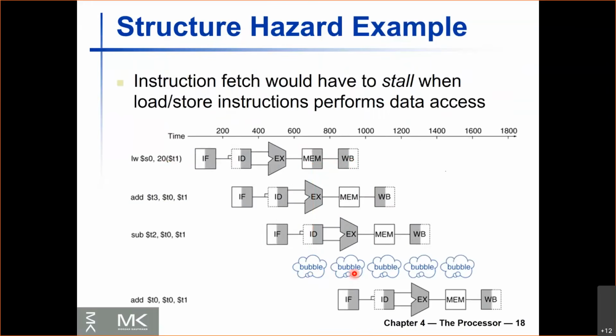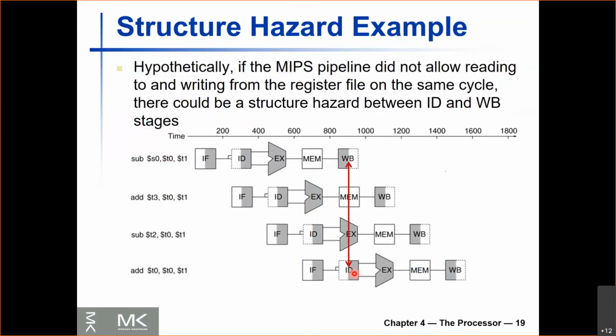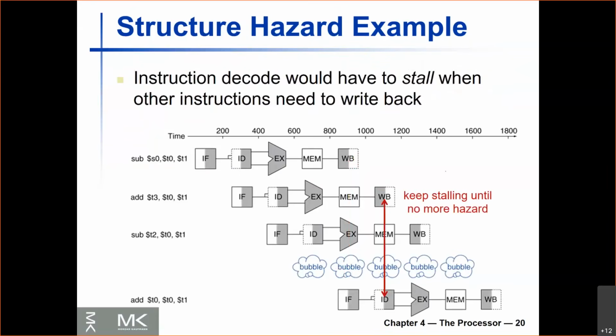Similarly, if the MIPS pipeline did not allow reading and writing the register file in the same cycle, then this write back stage would conflict with this instruction decode stage. We wouldn't be able to write to the register file and read from it in the same cycle, so we'd have to stall the add instruction until we can read. And in fact, even in this case, this instruction is also writing back, so we'd actually have to keep stalling until we get to a cycle where no instruction is writing back.